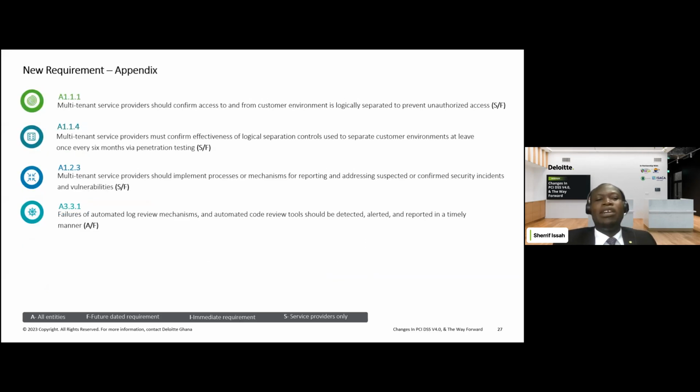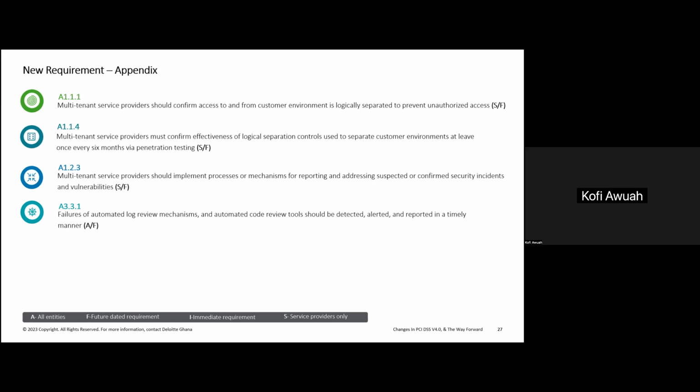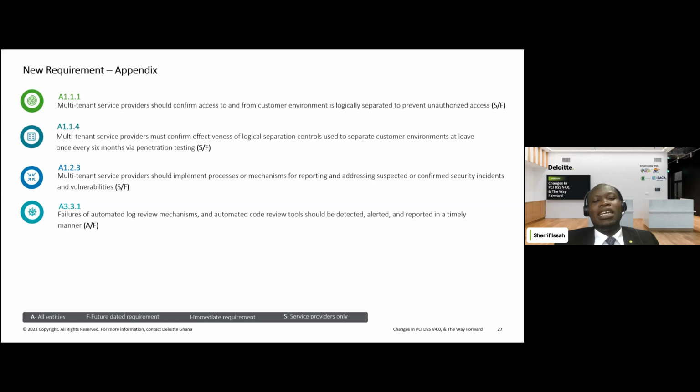So move on to the appendix. In the appendix, in fact, the only changes are in Appendix A. A1.1.1 says that multi-tenant service providers should confirm access to and from customer environments is logically separated to prevent unauthorized access. Basically, for service providers who give platforms for organizations to use, you need to ensure that those systems are logically separated so that tenant A cannot access the resources or the space of tenant B. Then A1.1.4 says that that kind of logical separation should also be validated every 6 months through penetration testing. This is also specifically for service providers, as we saw for the previous one.